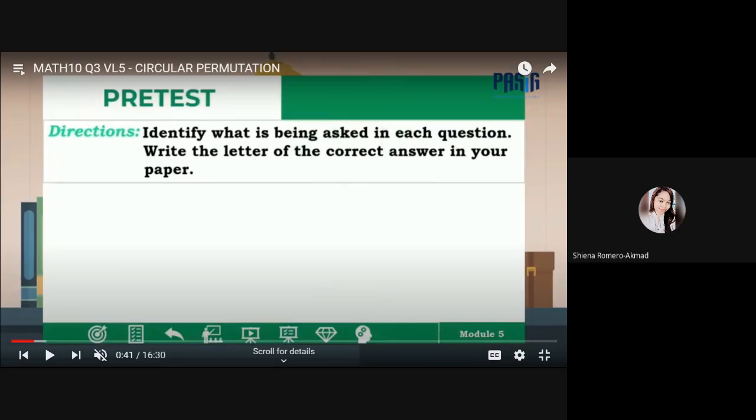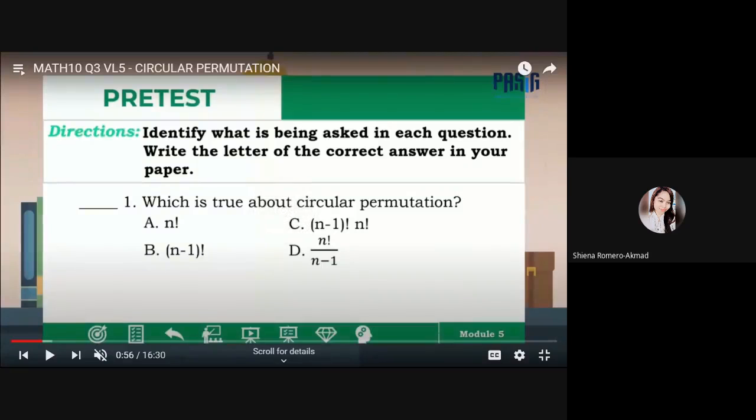Now, let us proceed to pretest. Which is true about circular permutation? Is it a, n factorial, b, n minus 1 factorial, c, n minus 1 factorial, n factorial, or d, n factorial divided by n minus 1? So anyone who knows the answer? Pretest lang naman to, so okay lang magkamali kayo ng sagot. Tingnan ko lang kung ano yung naintindihan nyo. Ano lang yung alam nyo. Para malaman ko rin kung ano yung itigil pa.